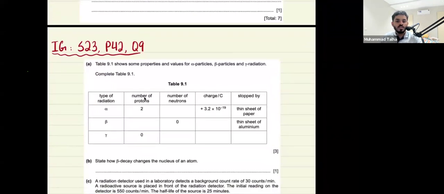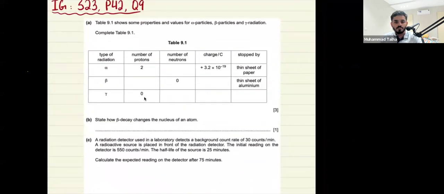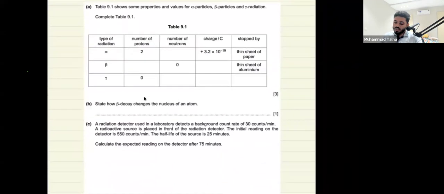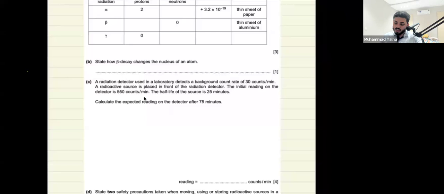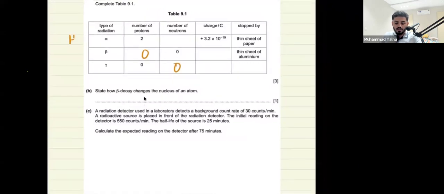Table 9.1 shows some properties and values for alpha, beta, gamma. Complete table 9.1. Again, this is also a really recent paper. Let's do the table as well. For beta, the number of protons is 0. Number of neutrons is 0. Gamma, this is 0 as well. For alpha, because this is a helium nucleus 4, 2, it has 4 nucleons. If 2 are protons, then the other 2 must be neutrons.